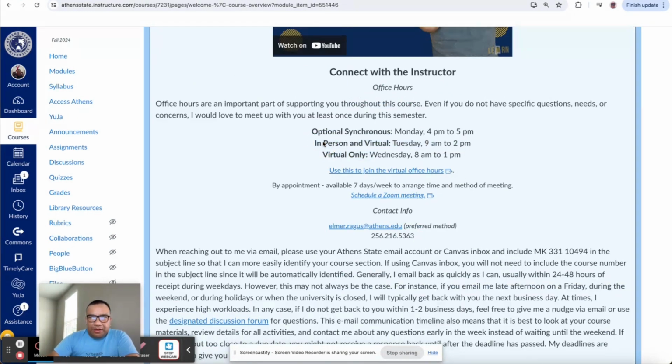And as far as the in-person and virtual portion of my office hours, this is when I plan on being in my office at Athens State. And then I'll also have my Zoom running so that depending on what works best for you during this time period and day, that would be when you could either drop in person or drop in via Zoom without an appointment.